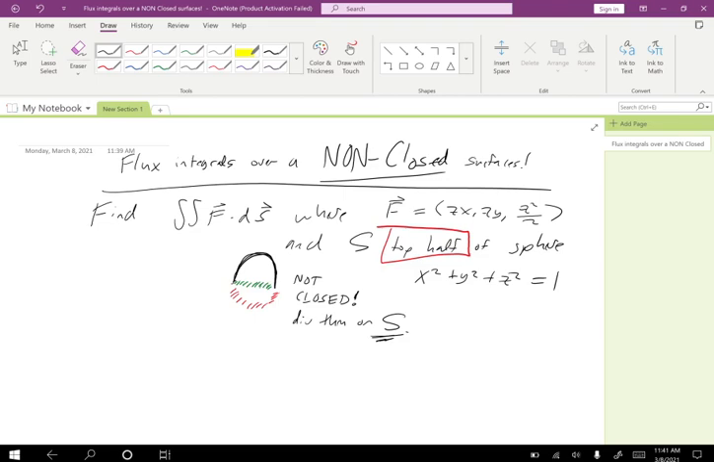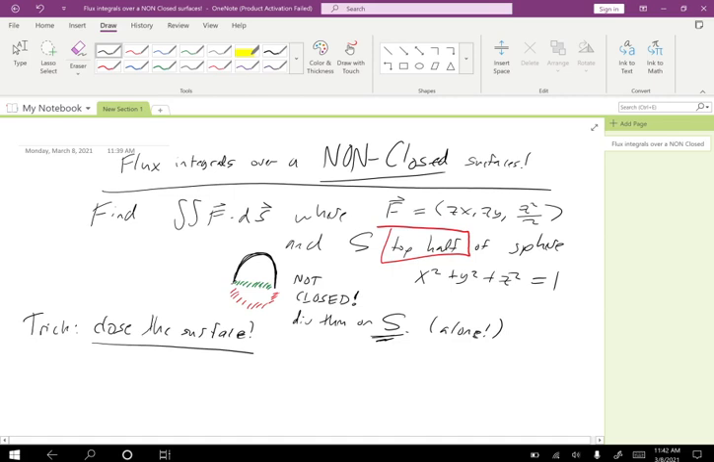But here's the thing. I'm going to put S alone. If we add an extra piece, then we can use the divergence theorem. So the trick is to close the surface. And for these kinds of problems, you're going to do it in a way where the extra piece is easy, where the extra piece has an easy integral.